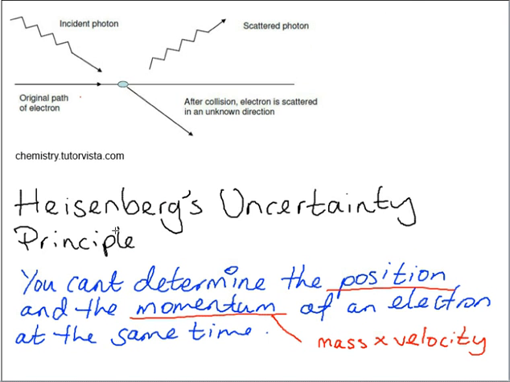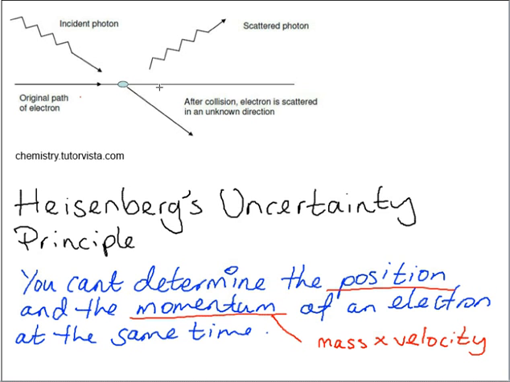So we have Heisenberg's uncertainty principle, and he says that you can't determine the position and the momentum, and momentum is basically mass times velocity, of an electron at the same time. If you find one, you can't really find the other. Your certainty of the momentum would be less than your certainty of the position. If you found the position, you wouldn't really find the precise momentum, or the other way around.